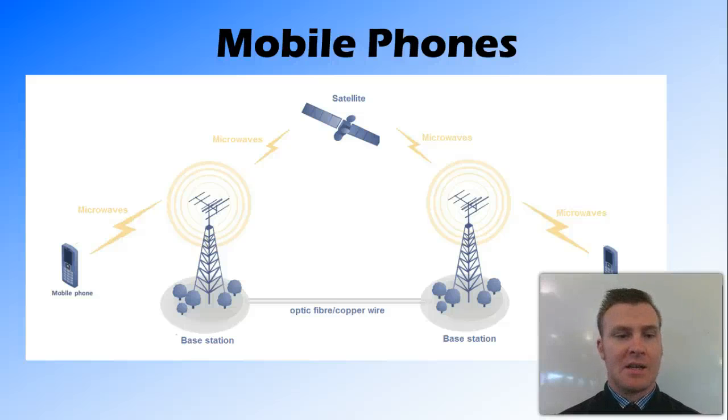So you can see in this schematic, the mobile phone sends microwaves to the base station. That base station will either send that signal through the optic fibre or copper wire network, or through microwaves to the satellite and then back to the receiving base station. And then the receiving base station will send that signal off to the receiving mobile phone.